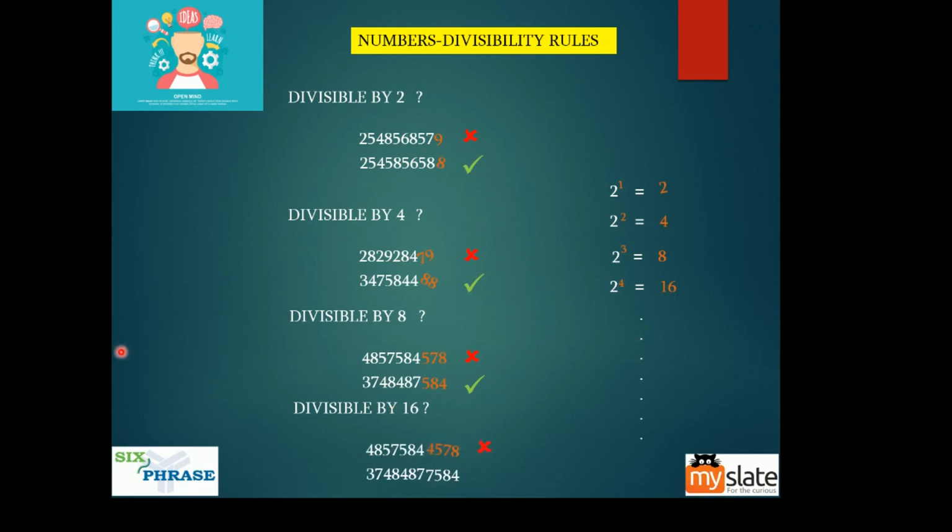And 4578 is not divisible by 16, so this whole number is not divisible by 16. 7584, let's see if 7584 is divisible by 16. Yeah, of course 7584 is divisible by 16. So this whole number is divisible by 16.